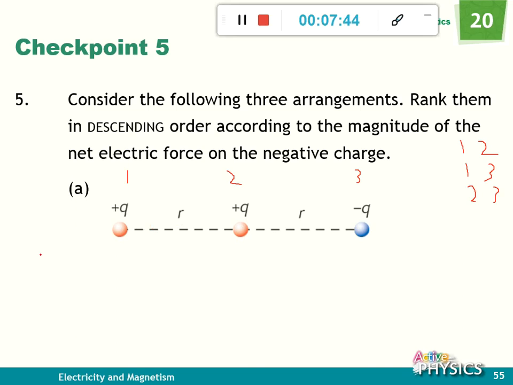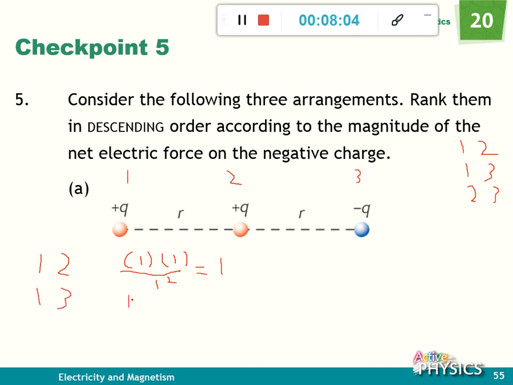For example, 1 and 2, what happened? It should be QQ. QQ means 1, 1. R is 1, so it is 1 squared. Then 1 times 1 means that for 1 and 2 it should be 1. Proportional. And how about 1 and 3?